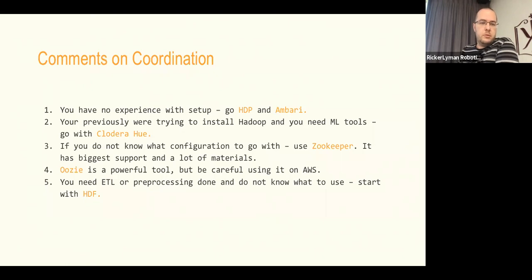Well, there are cool practical advice. Oozie, if you have a project on the AWS, try not to use Oozie. It works great, but not with AWS and S3. Really, Oozie is all about Hadoop distribution. When you try to use it with AWS file system, it's a nightmare.